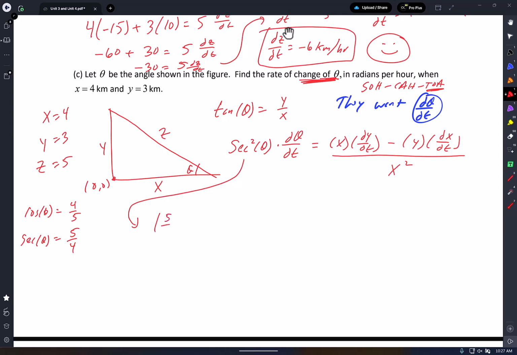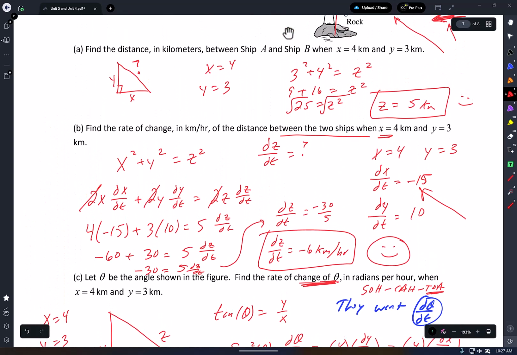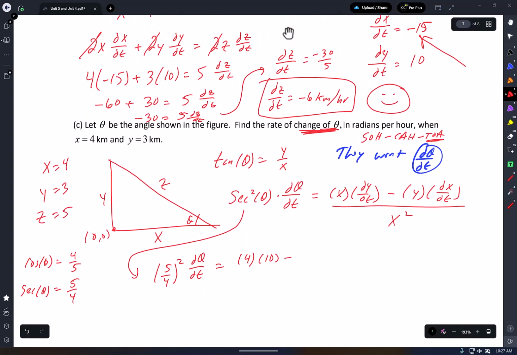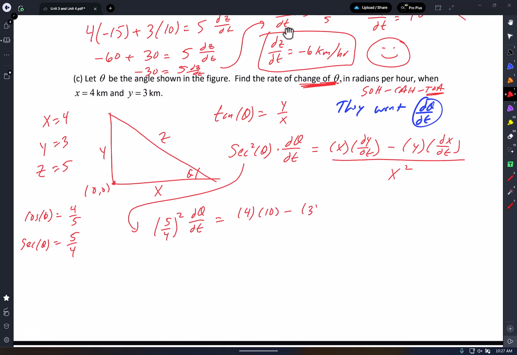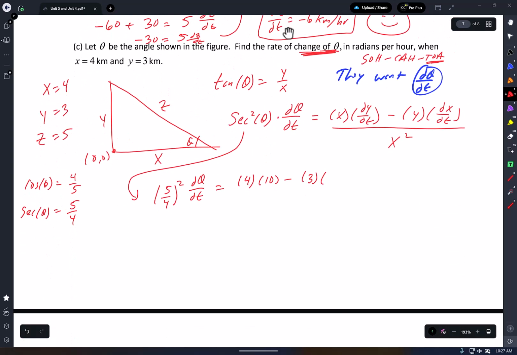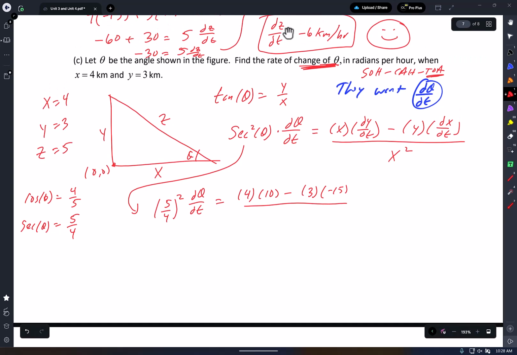I'm going to write 5/4 squared d theta dt equals x, which was 4, times dy dt. dy dt was 10, minus y, which is 3, times dx dt, and dx dt was negative 15, all over x squared, and x was 4, so 16, because 4 squared is 16.